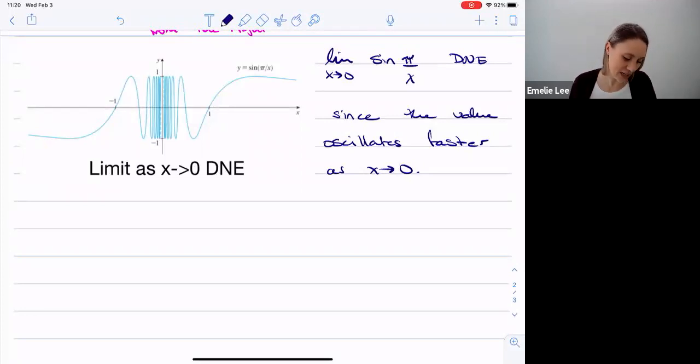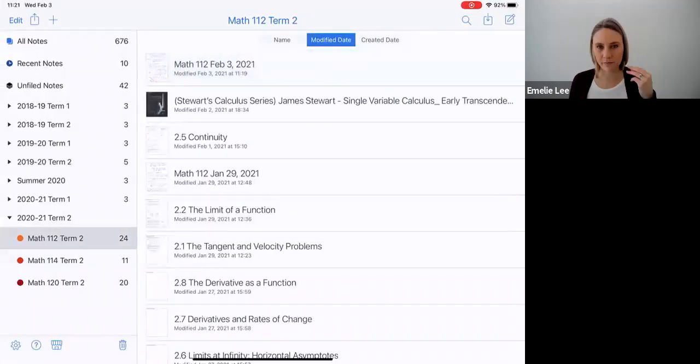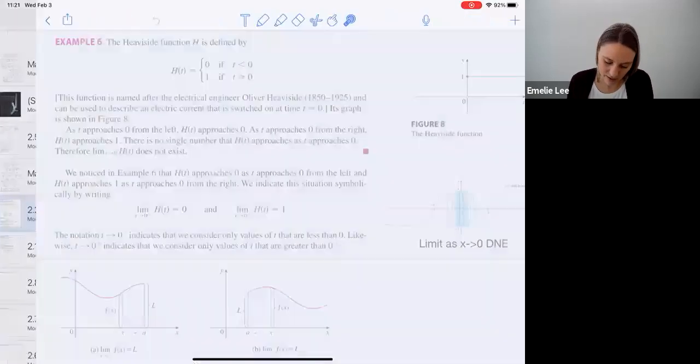All right. But like I said, the sine of something over x as x goes to 0, that's something we need to remember, that's when it starts getting out of control and oscillating faster and faster. So we do need to remember that, but other stuff. All right, so those are two ways that a limit might not exist.